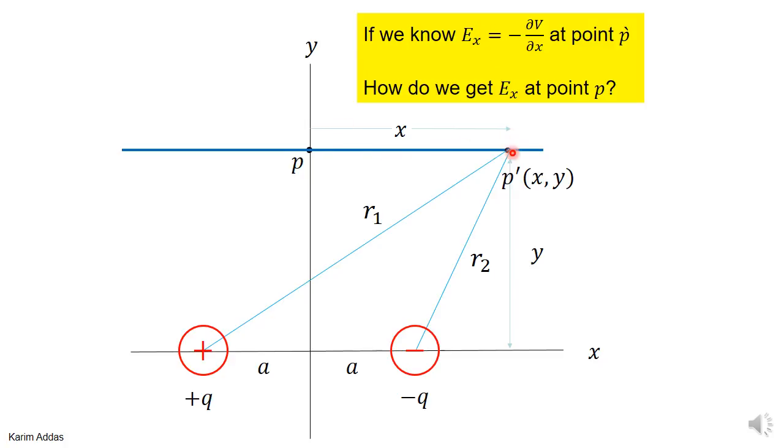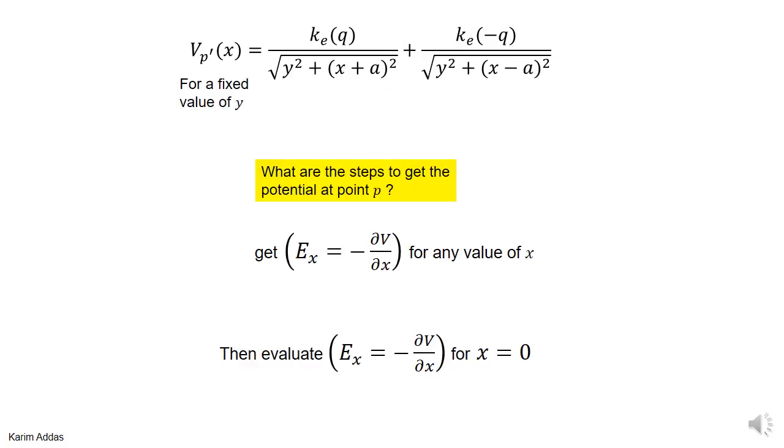If you get the x component of electric field at this arbitrary point, which is minus partial V by partial x, then you can get the electric field at point P after that. So first get the x component of electric field at point P prime, and then get it at point P. So this is the way you can solve this. The electric field at any arbitrary value of x along that line is minus partial V by partial x. So you need to just take the derivative of this with respect to x and multiply by -1.